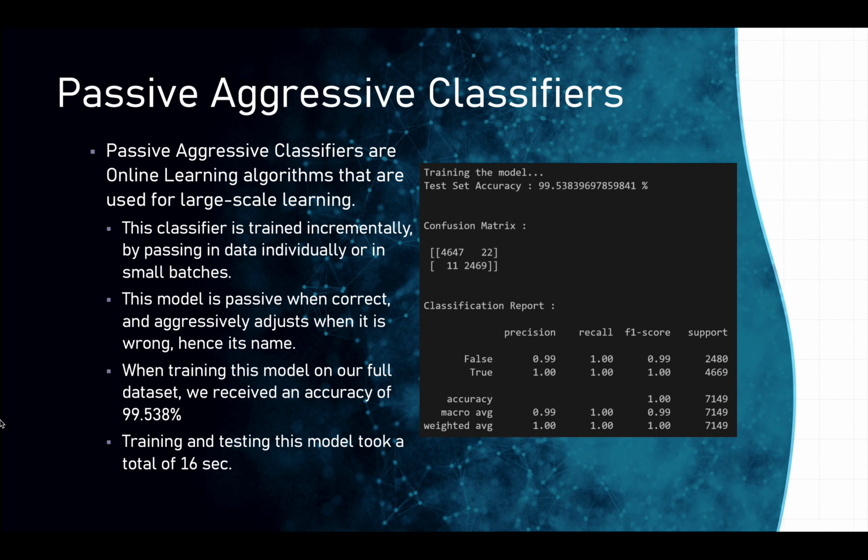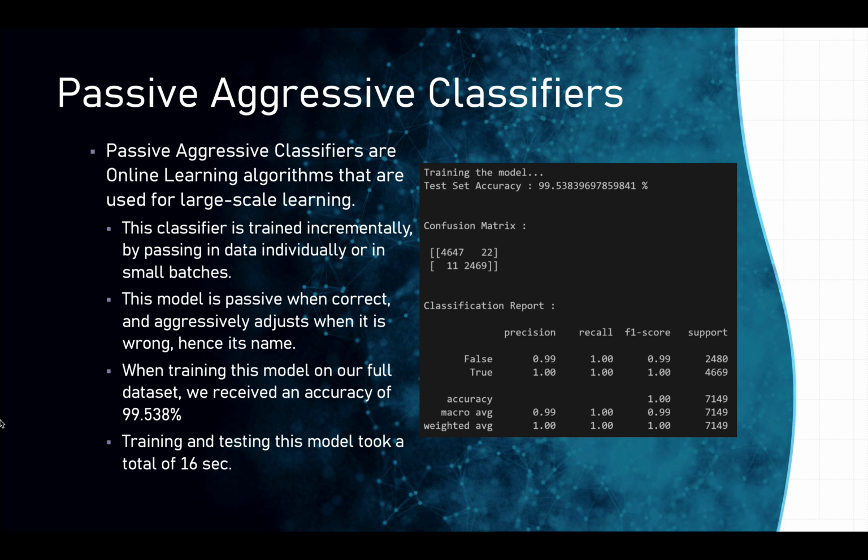So if you're using a Twitter API and receiving tweets, you can feed that right into a passive-aggressive classifier, and it'll very quickly give you results and can handle large amounts of data all at once. This model is passive when correct and aggressively adjusts when it is wrong, hence its name.